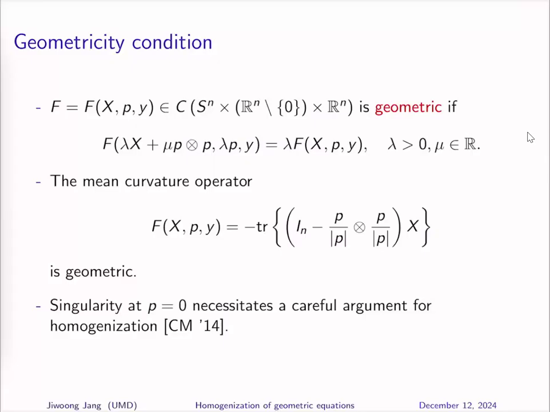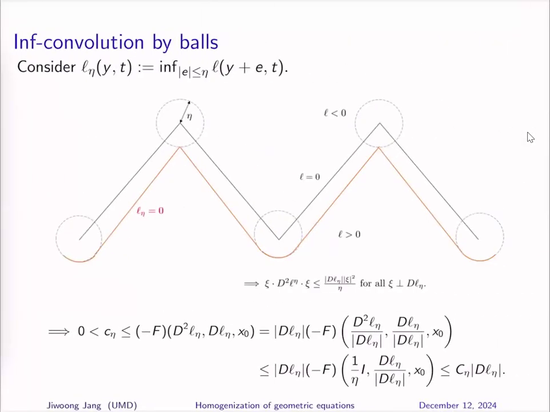So they overcame this singularity by using this idea. Their idea was using inf-convolution by balls or sup-convolution by balls. So if L is some value function, then L eta is defined as the infimum over the spatial variable running over the nearby points with radius eta. So if the level set of L looks like this, with corners from above and below, then the level set of L eta becomes rounded from below, so that it enjoys a regularization effect from below.